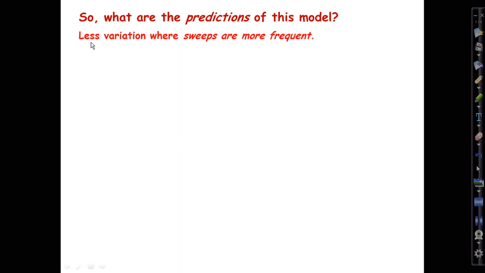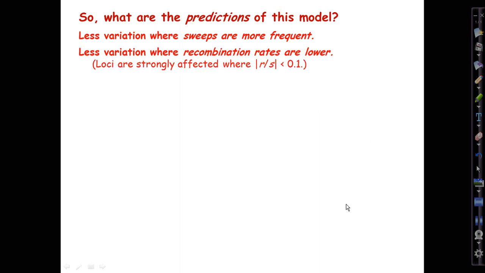They are obviously, first and foremost, that there should be less variation on average where sweeps, selective sweeps, are more frequent, and where their recombination rates are lower, because then the zone that is swept out will be wider, and so the total amount of genomic variation produced will be greater just because the sweeping is over a wider path on the chromosome.